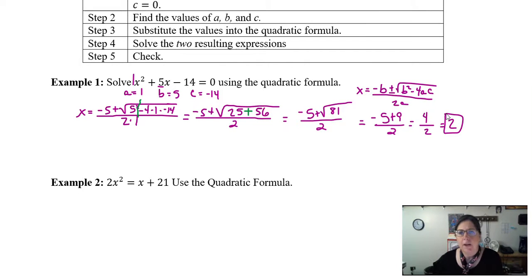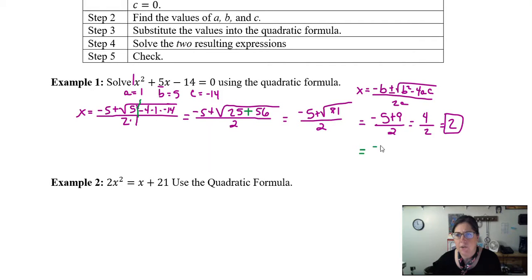But I do have to go back and I have to do the second answer now, because remember the formula is plus or minus. So I have to go back and I have to subtract the square root. Now everything up to this point would be the same, because the square root of 81 is still 9. So everything to here is the same. We're just going to change the plus to a minus sign. So I'll go ahead and change the color. So we're going to do it a second time.